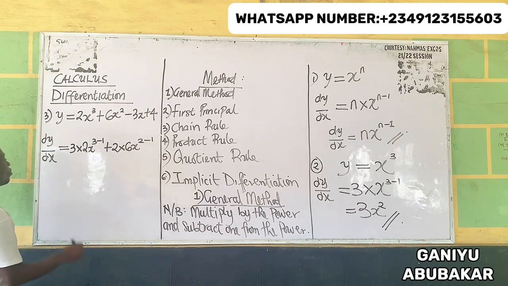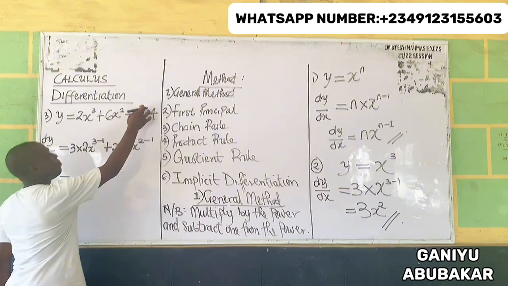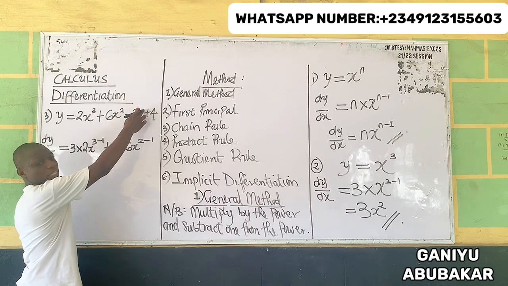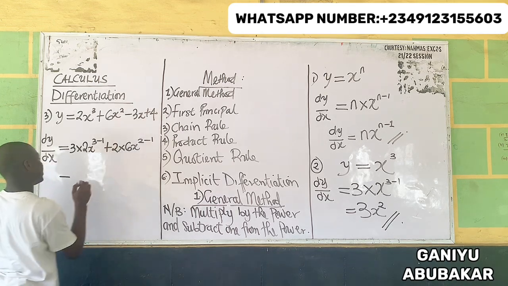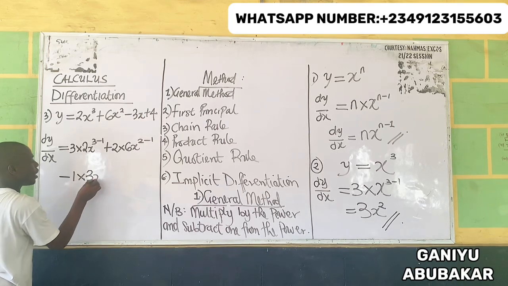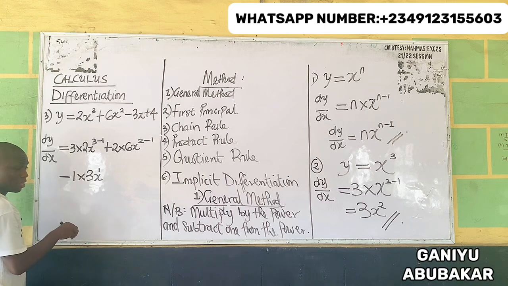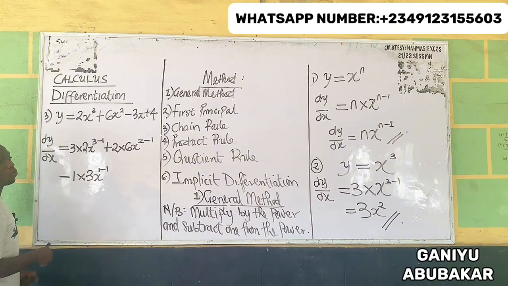Next up, I have minus. This is my minus sign here. What do I have here? 3x, right? What's the power here? Invisible 1, please. So that 1 that's invisible, that becomes 1 times, what I have here? 3x, then what? Subtract 1. We said there's an invisible 1 here before, right? Then subtract 1 from that invisible 1.